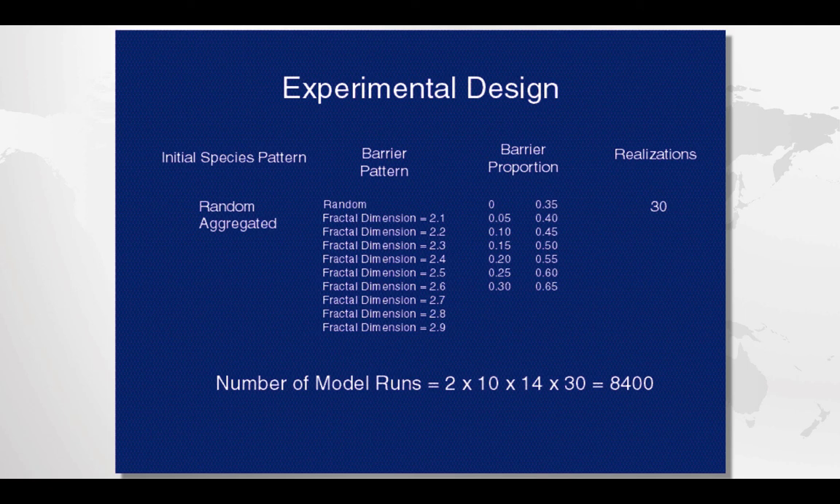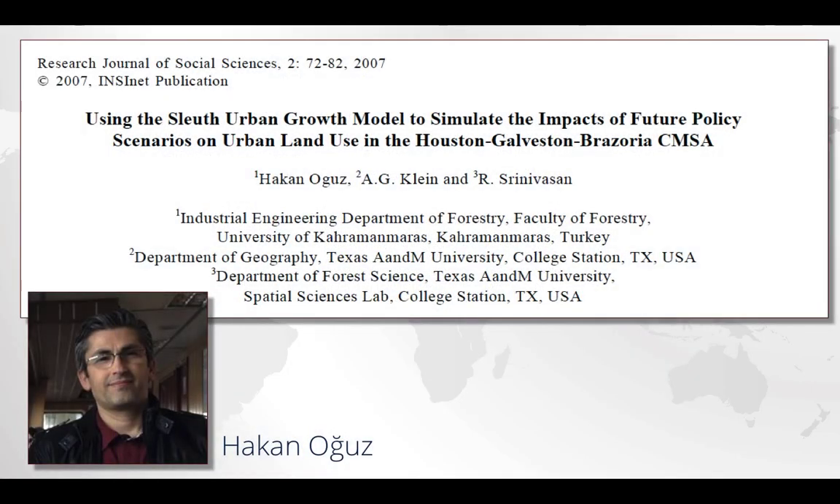One point of this slide is to notice that in order to look at all these different factors, where we have 2 different types of patterns, 10 different types of barriers, 14 different barrier proportions, and I have to run each of those 30 times so I can get an average, you're actually running this whole model 8,400 times. So it's a lot of runs, and this is why, again, you don't want to use a graphical user interface, because that would be a lot of mouse clicks. I don't have a chance to show you the results.